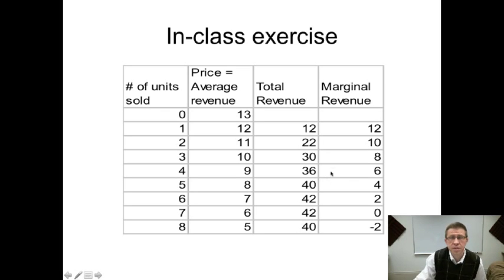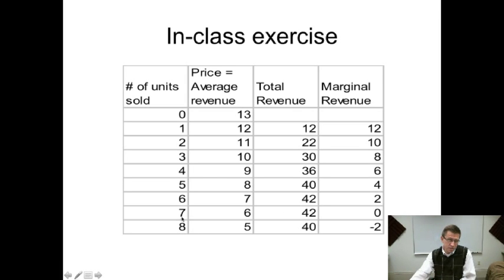Now, the marginal revenue, marginal meaning additional. You sell 1 more unit, what's the extra revenue you bring in? It's the change in total revenue as you sell 1 more unit. So as you go from 1 unit to 2 units, you go from 12 to 22 in total revenue. That's a $10 increase. As you go from 2 units to 3 units, total revenue goes up from 22 to 30. Marginal revenue goes up by 8, right? 30 minus 22 is 8. You go from 5 to 6, you go from 40 to 42, you see $2 in marginal revenue.